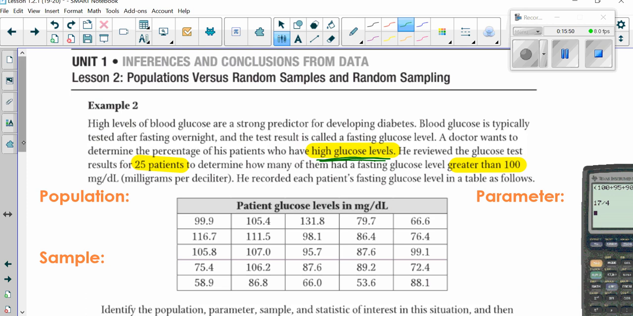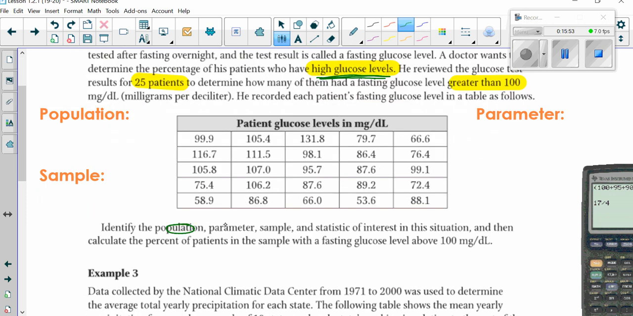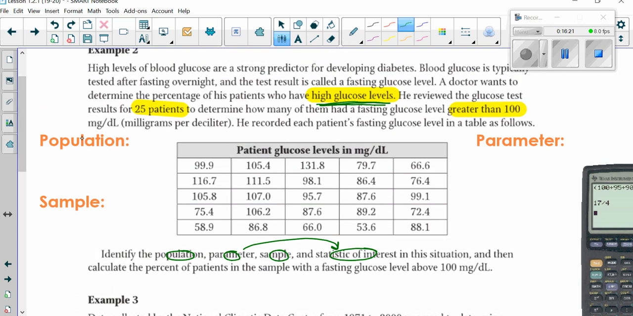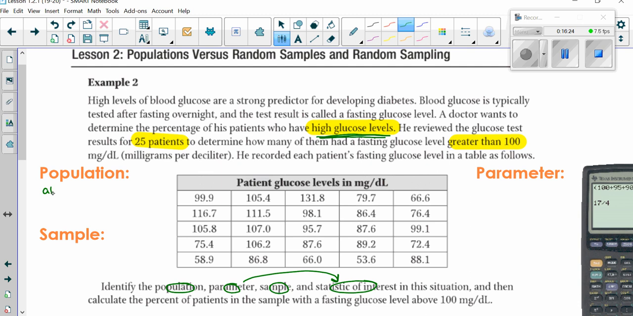The question says to identify the population, the parameter, the sample, and the statistic of interest. So you first want to identify what the population is, what the parameter is, what the sample is, and the statistic of interest just means that you're actually calculating the parameter instead of just describing what it is. Then calculate the percent of patients in the sample with a fasting glucose level above 100. Remember, think population means big. So the population would be all of the doctor's patients.